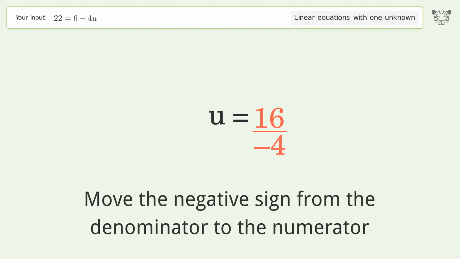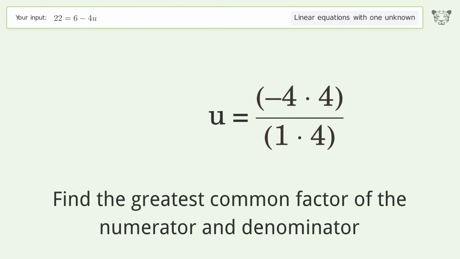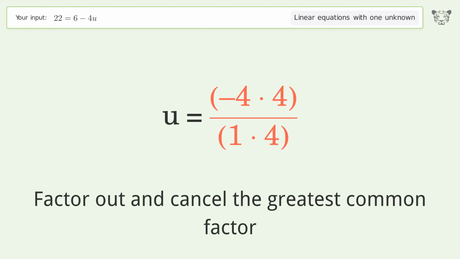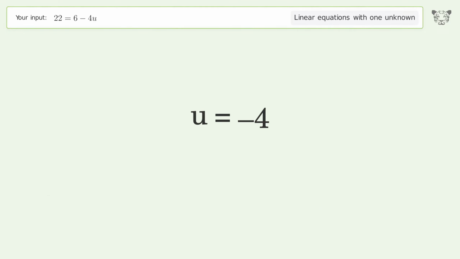Move the negative sign from the denominator to the numerator. Find the greatest common factor of the numerator and denominator. Factor out and cancel the greatest common factor. And so the final result is u equals -4.